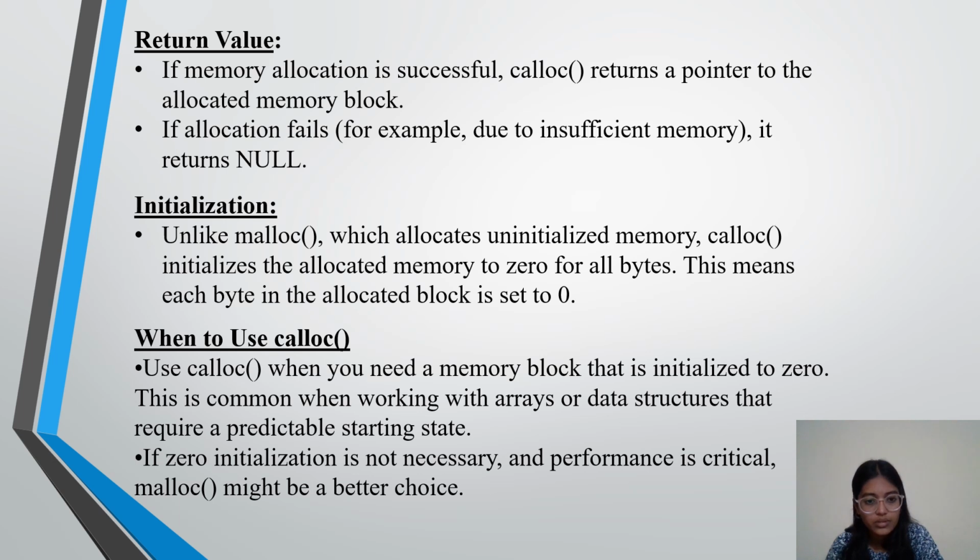And next comes when to use calloc. So you might be thinking, when to use calloc? Use calloc when you need a memory block that is initialized to 0. This is common when working with arrays or data structures that require a predictable starting state. But if 0 initialization is not required and performance is critical, malloc could be a better choice. So you can go with malloc if you don't want it to initialize to 0.